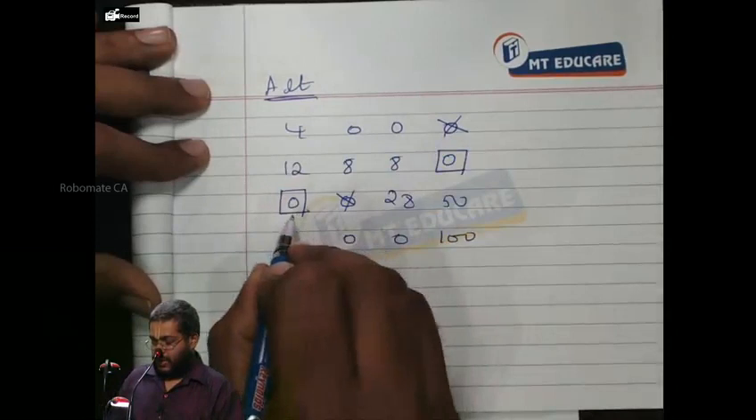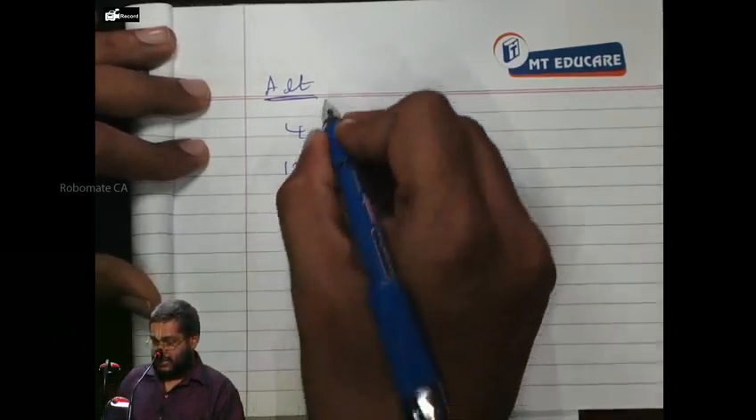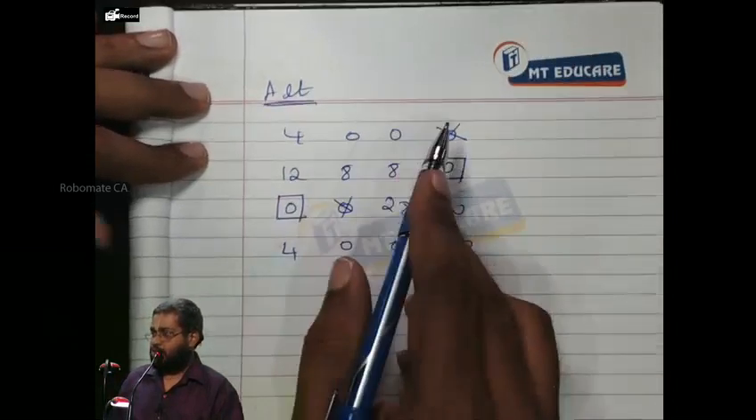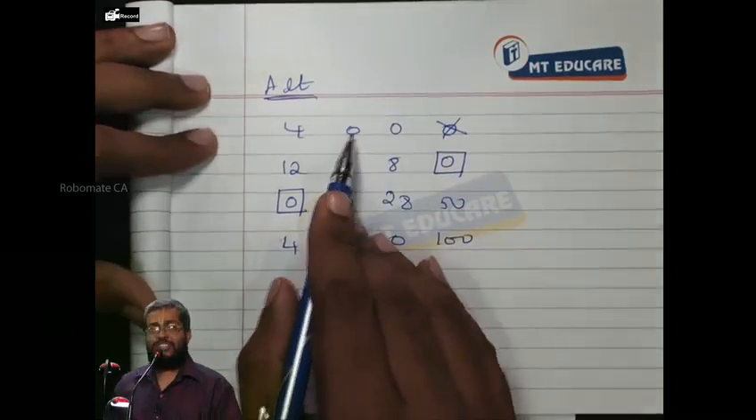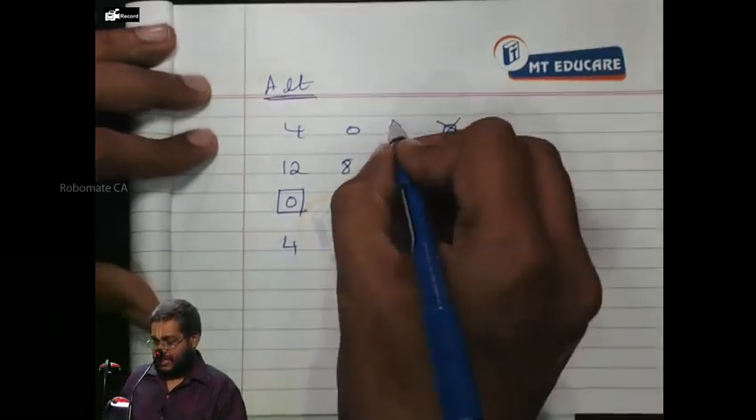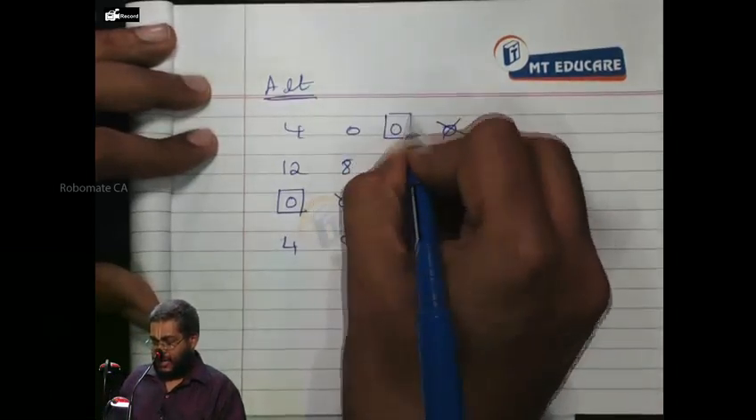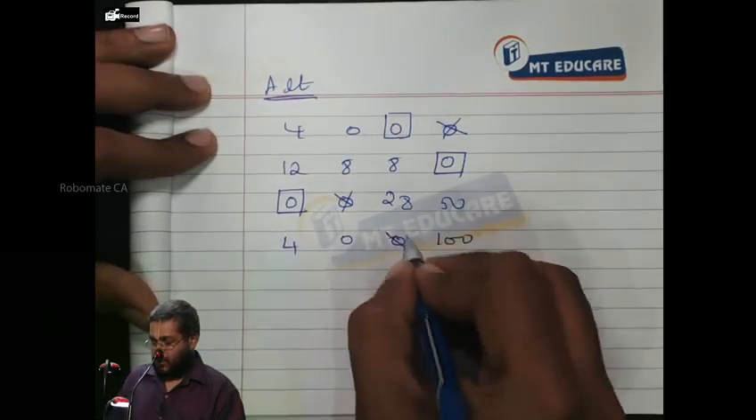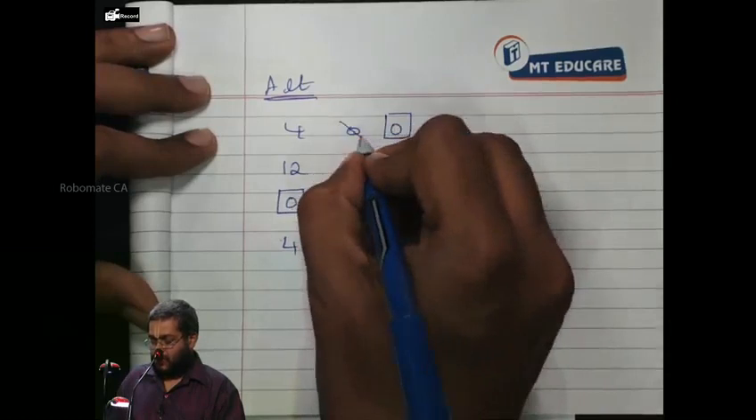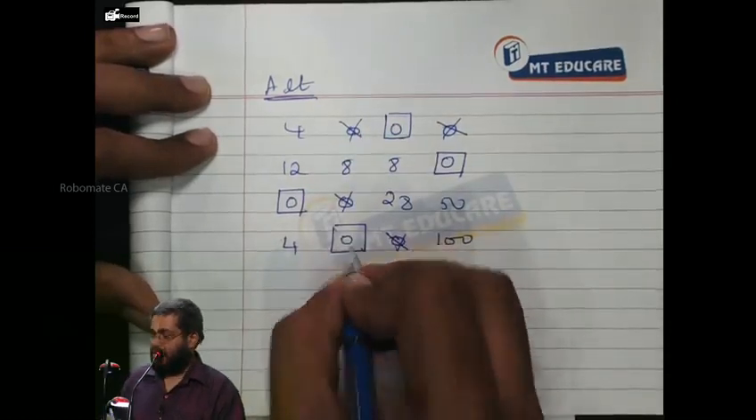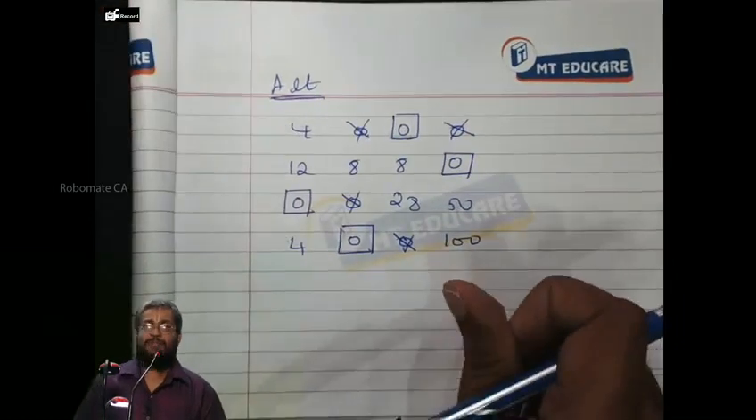Is there any row with only one zero? No. Is there any column with only one zero? No. I have multiple zeros to choose from. Last time we chose this zero, right? This time can I choose the other zero? Yes. I'll make a selection here. Allocate in this particular zero. Can I make further allocation downwards? No. Can I make allocation in this zero? No. So the final allocation should be in this particular place. I make an allocation in this particular cell.